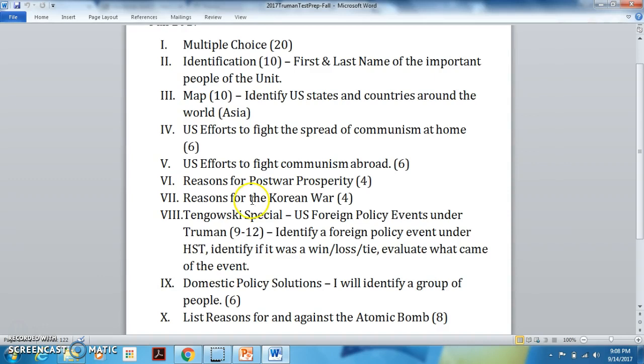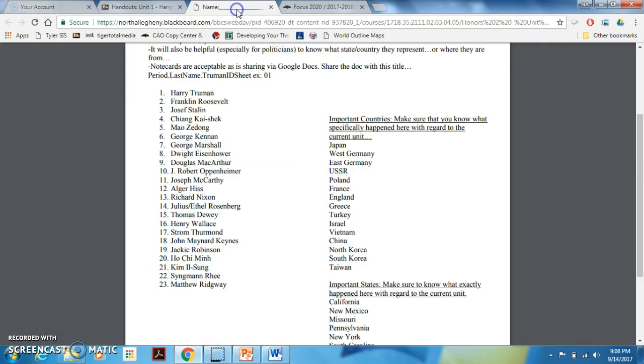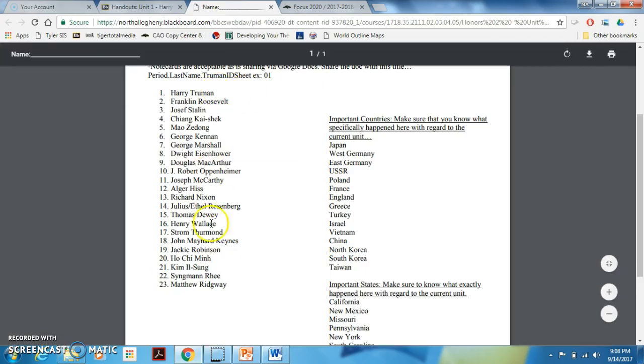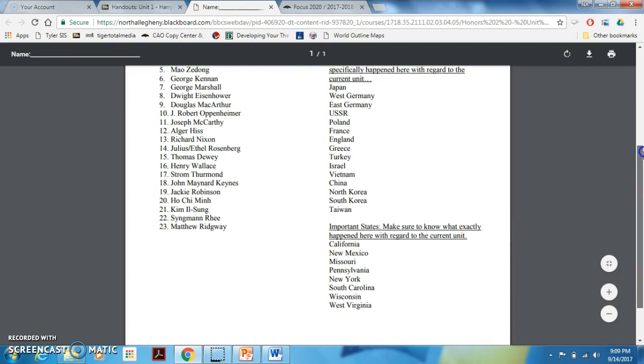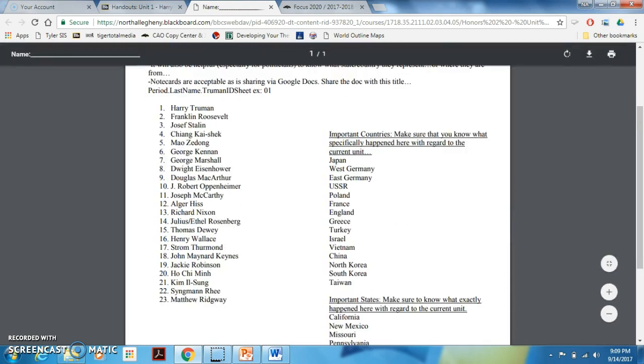Identification will be first name and last name. Make sure you reference the ID sheet here in Blackboard. Here it is. Make sure you know these 23 individuals in these areas here and here that relate to the United States and Asia.